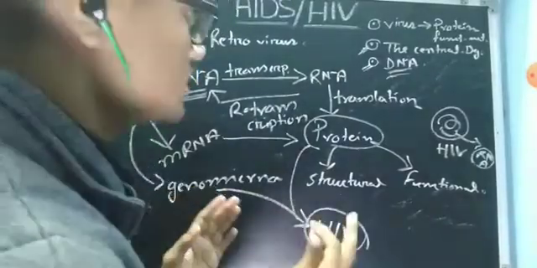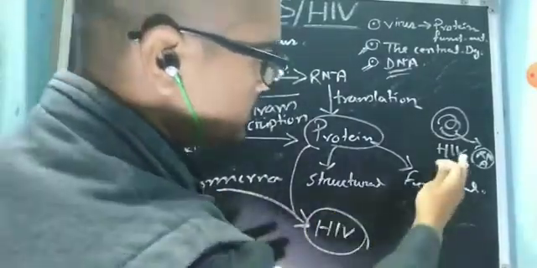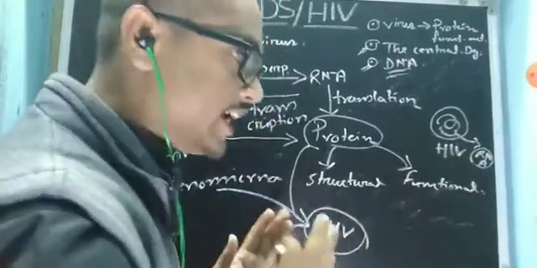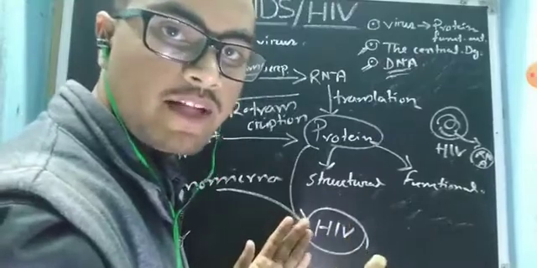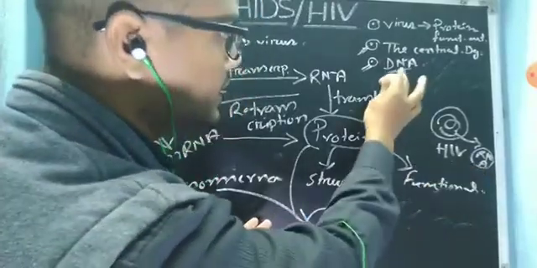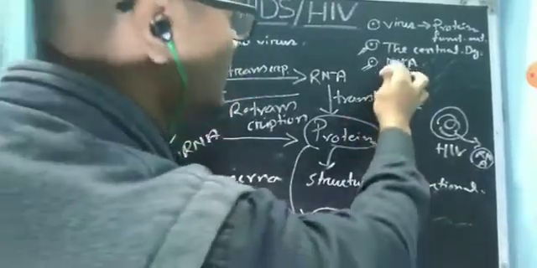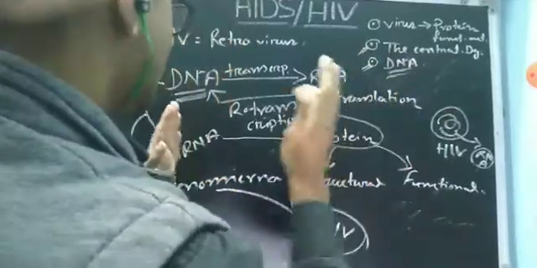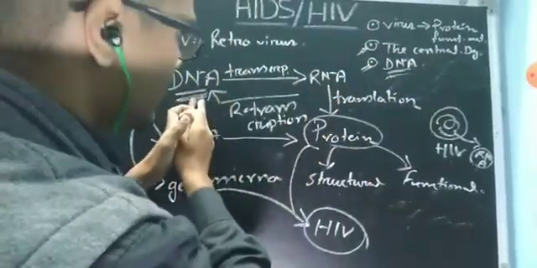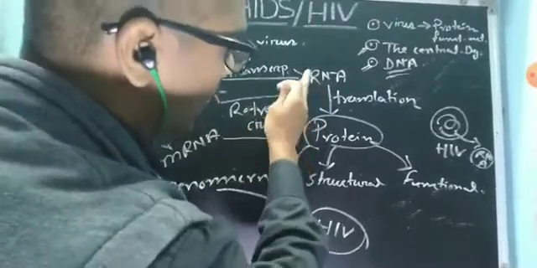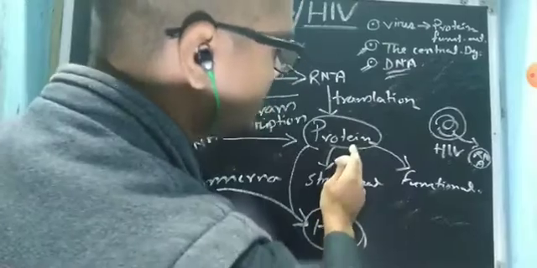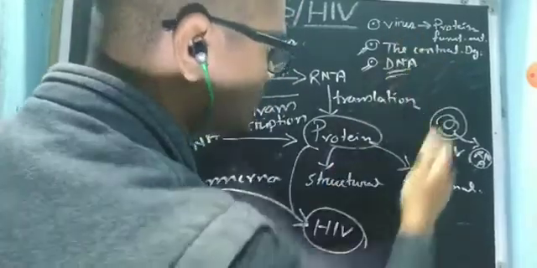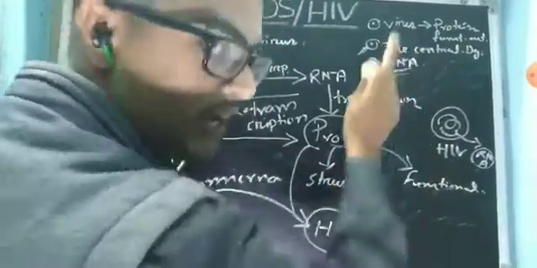Let me repeat this process again. This is our HIV virus, and the genetic material of this HIV virus is RNA. But in the case of humans, the genetic material is not RNA. The genetic material is DNA. Now, to run this central dogma process, the process will always start from DNA. DNA will be transcribed into RNA, and RNA will be translated into protein. This protein is necessary for the virus. The functionally active protein is nothing but a virus.